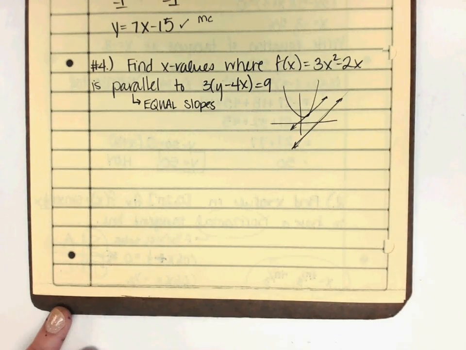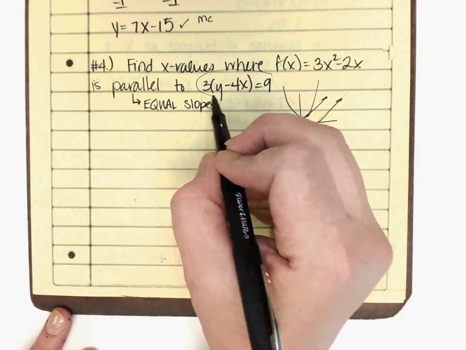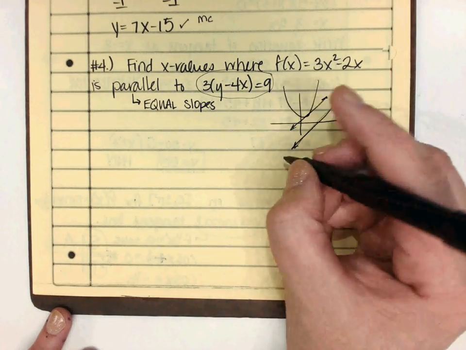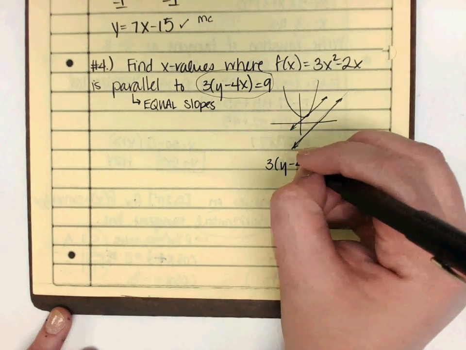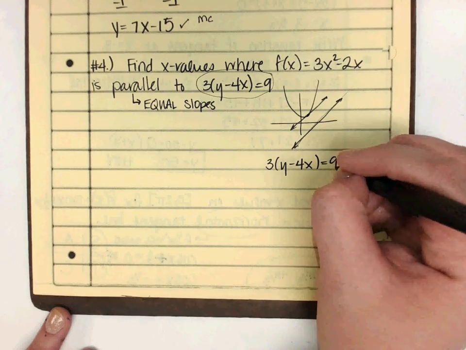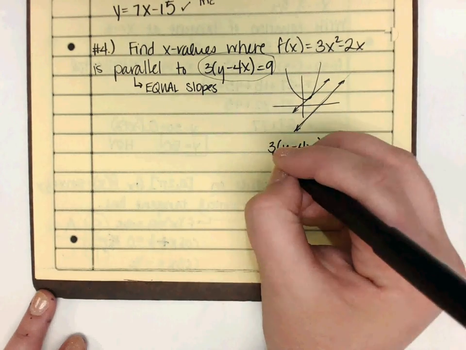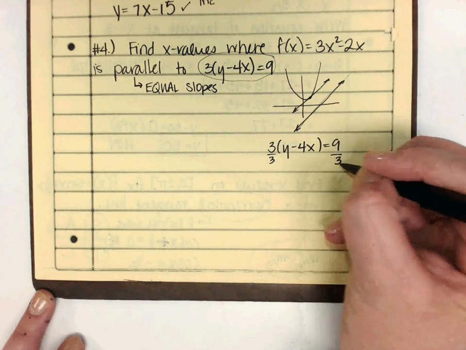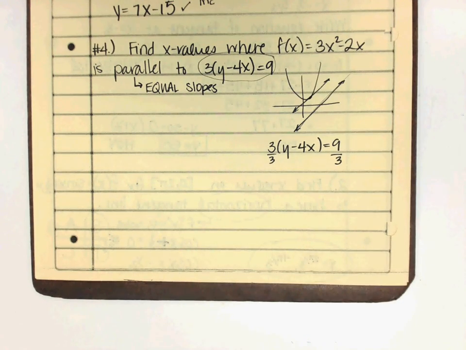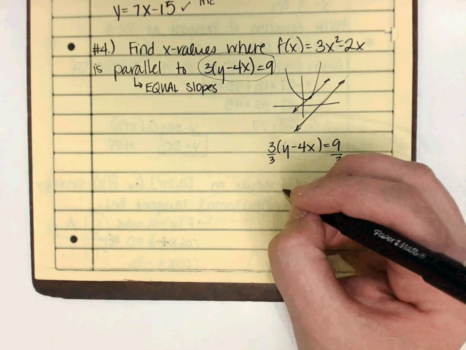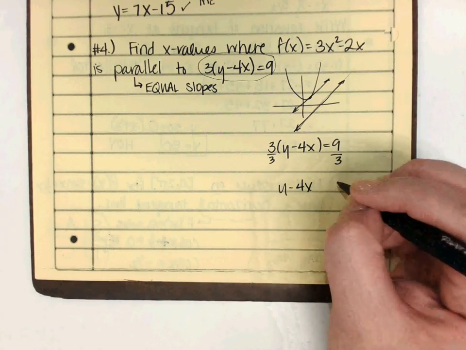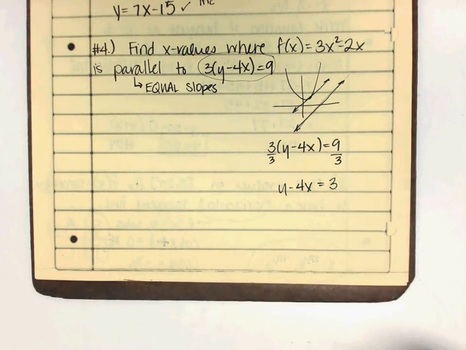Okay, so now before I can do that, I need to fix this line, because that's not going to work. So if I have 3y minus 4x equals 9, what would I do first to solve? Don't say distribute. Divide by 3. Now you could distribute, but it's going to make you have extra steps for no reason. So divide the 9 by 3. Y minus 4x is 3. Last step.